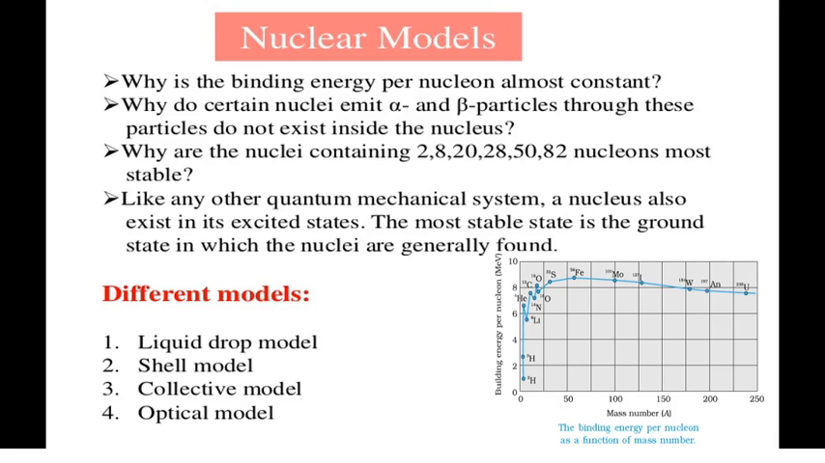Like any other quantum mechanical system, a nucleus also exists in its excited state. We know that an atom can go to an excited state. An electron can attain a higher state, isn't it? Similar to that, a nucleus also exists in an excited state. And the most stable state will obviously be the ground state, in which most of the nuclei will generally be found. So we can have the answers to these questions by studying different models, like the liquid drop model, shell model, collective model and optical model.